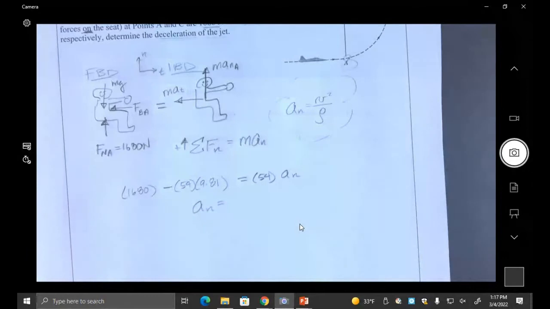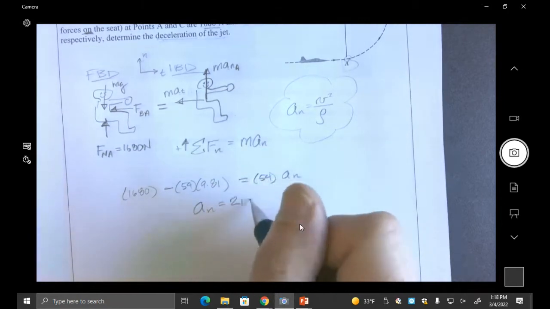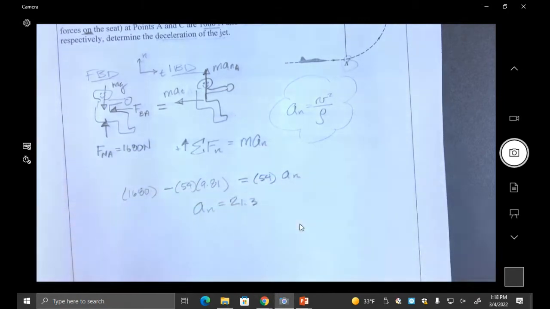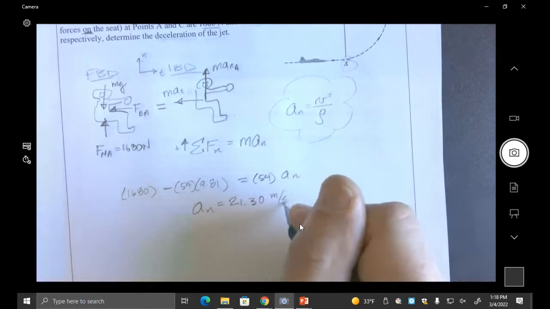And my good friend Alicia Garcia, who wrote the solution to this, didn't bother doing the in-between numbers. She likes doing that, but I like in-between numbers. So 1680 minus 54 times 9.81, and divide by 54. And hopefully I didn't mess up my calculator. 21.30 meters per second squared.